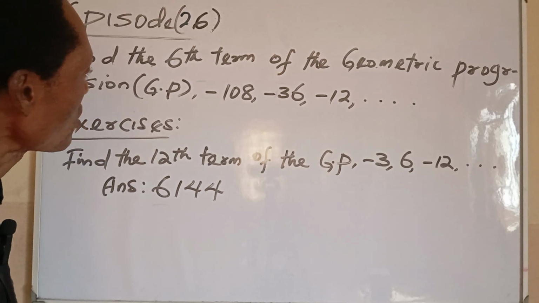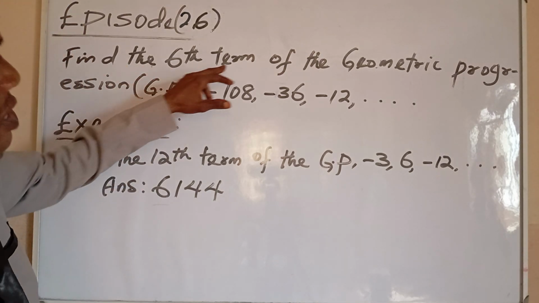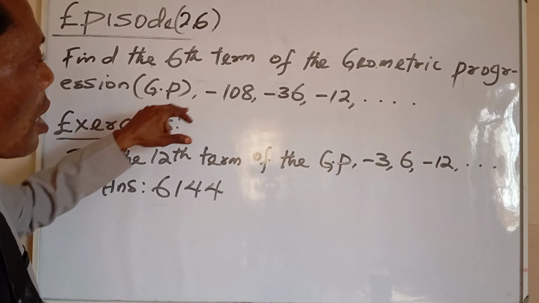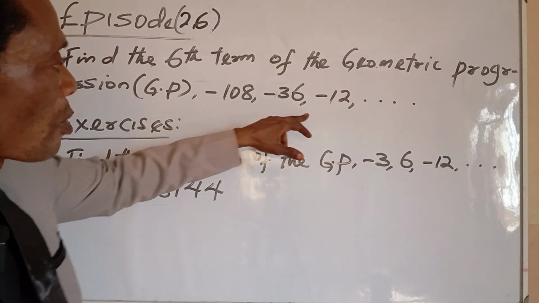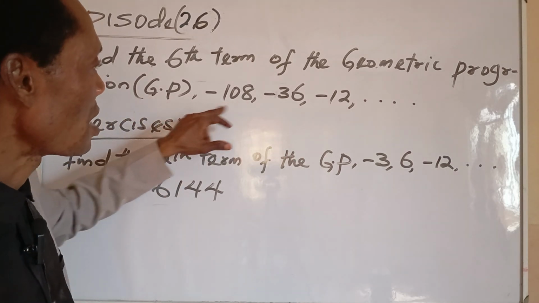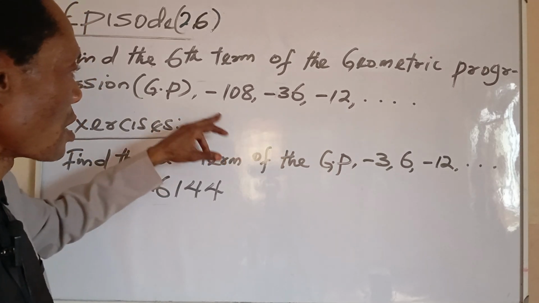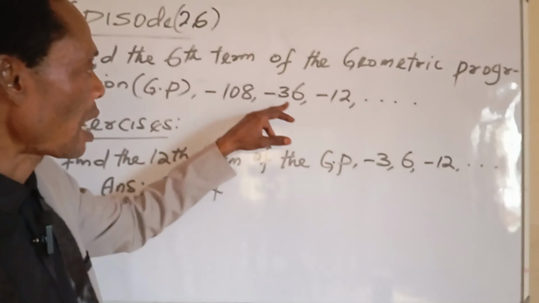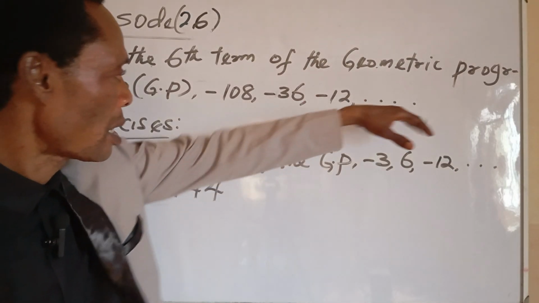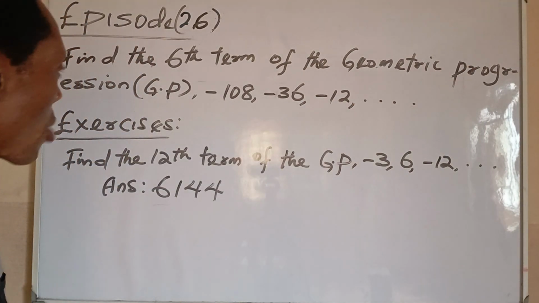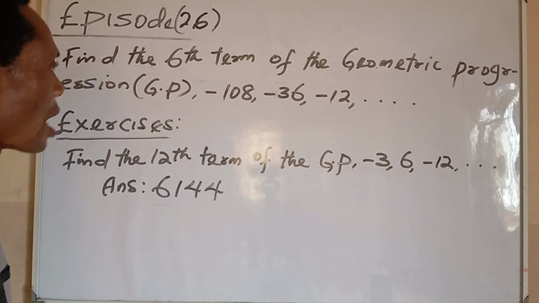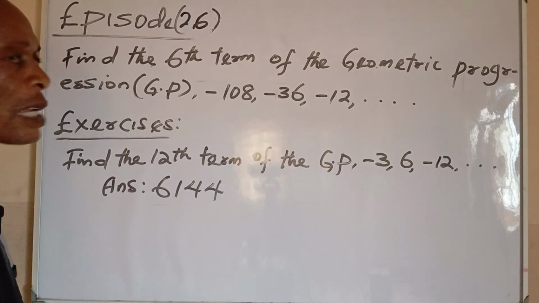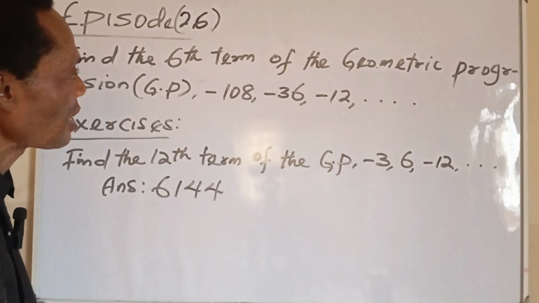Okay, so let's consider the next episode, which is episode 26. So what does the question say? It says find the sum of the geometric progression, that is a GP, of these terms of the sequence: negative 108, negative 36, negative 12, continuously. And we are asked to find the sixth term of the geometric progression. So this is a question from AP and GP, geometric progression.